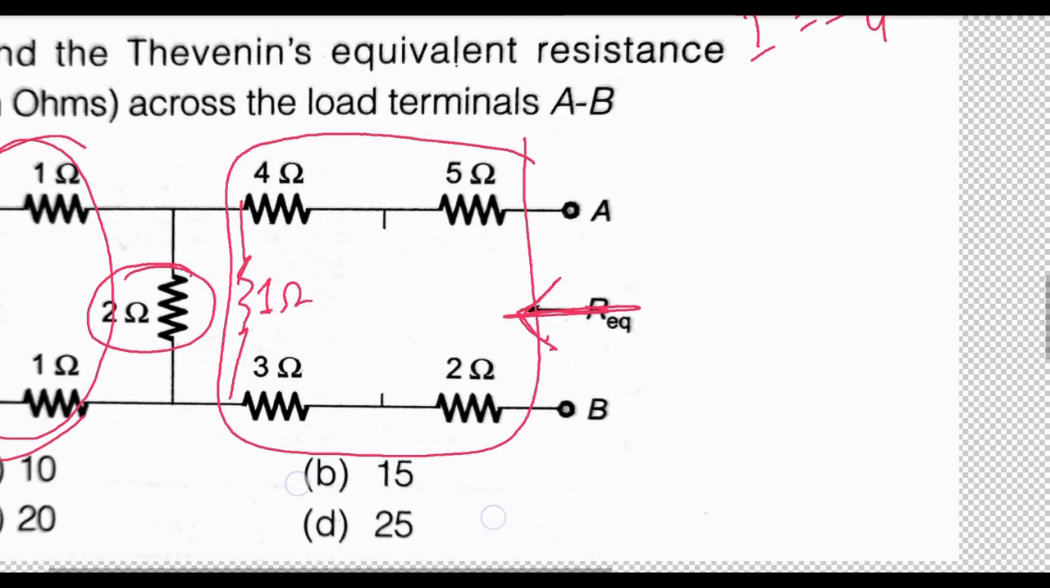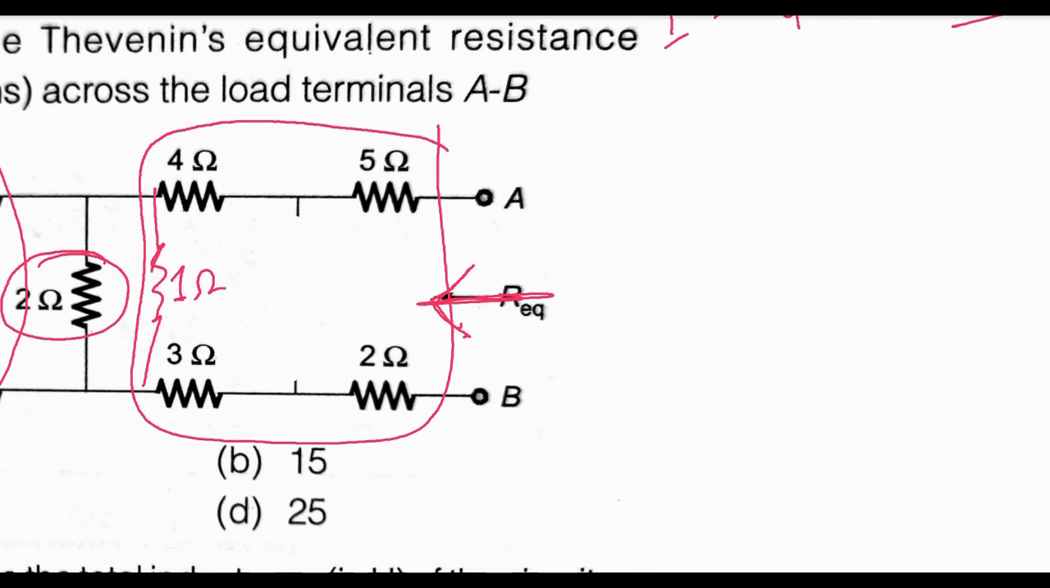Sorry, not ampere, this is ohm. So this will be 4 plus 5, this is 9, plus 1, 10, and this is 3, 13, and 2, this is 15. So this will be 15 ohm. Answer is option number B.